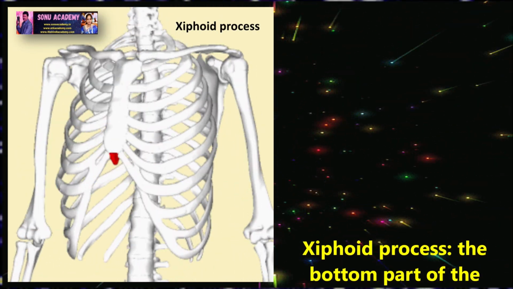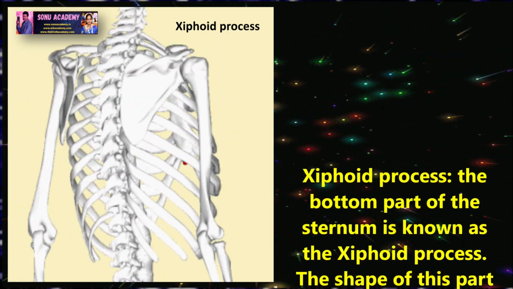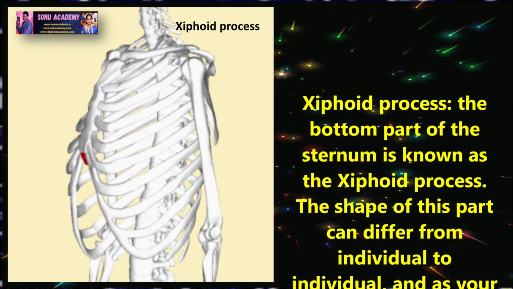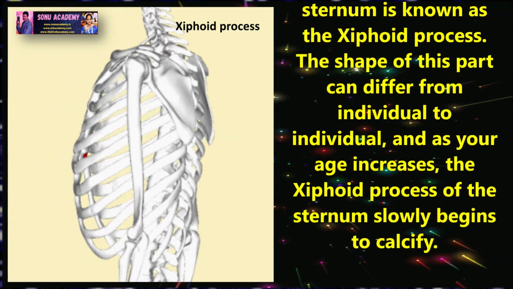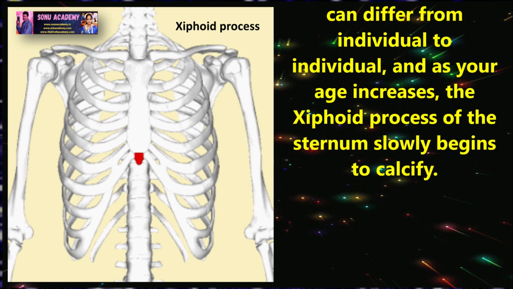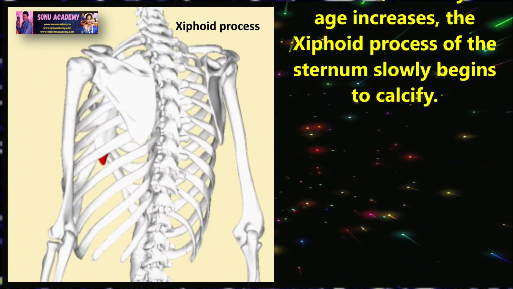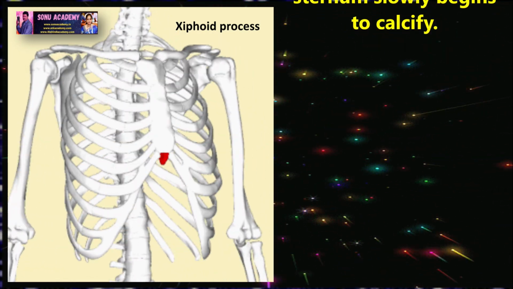The bottom part of the sternum is known as the xiphoid process. The shape of this part can differ from individual to individual, and as your age increases, the xiphoid process of the sternum slowly begins to calcify.